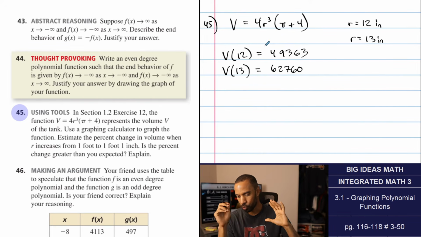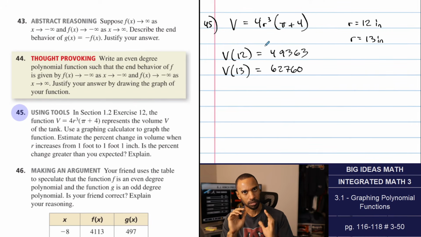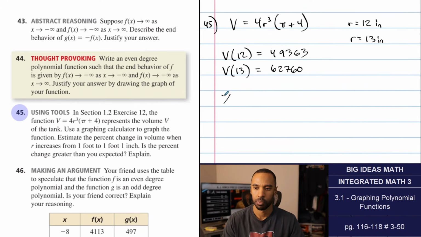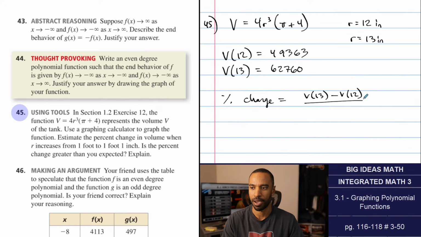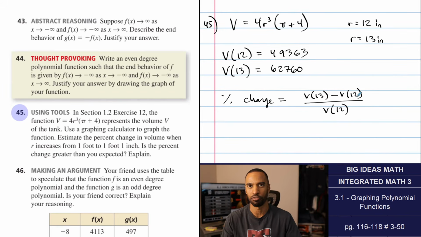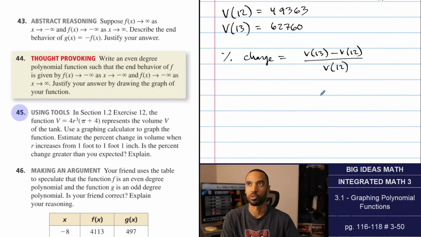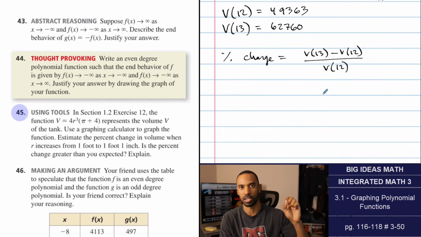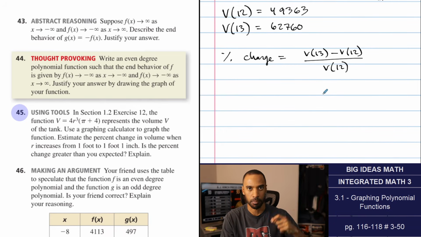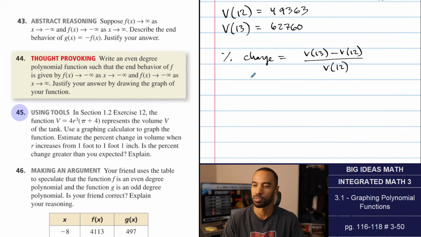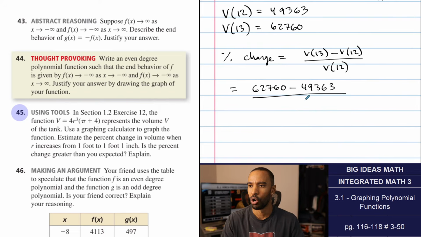Now, the percent change is when it increases from one to another. How much was it originally, that was V of 12, and how much is new. So percent change takes the difference, V sub 13 minus V sub 12, and divides it by the original V sub 12 to say how much we changed. Like a percent change from 4 to 6 is a 50% change, because 6 minus 4, divided by 4, is 2 out of 4, which is 0.5. So this is 62760 minus 49363, over 49363. I know there were some decimals, but this time I'm not going to care about them. Let me do that in the calculator.